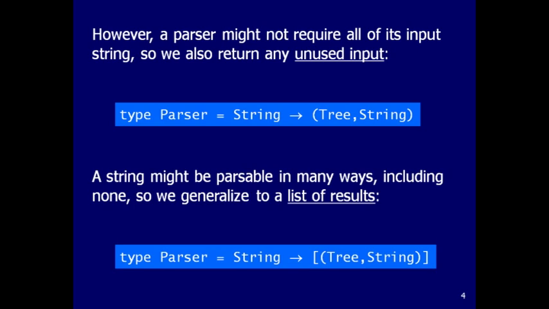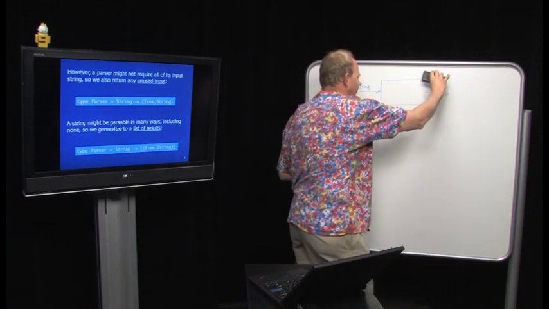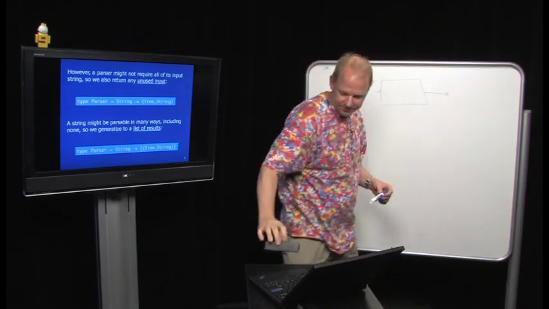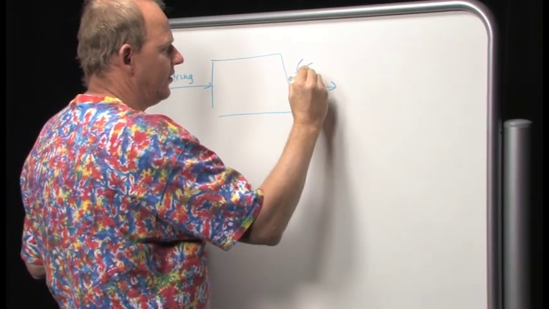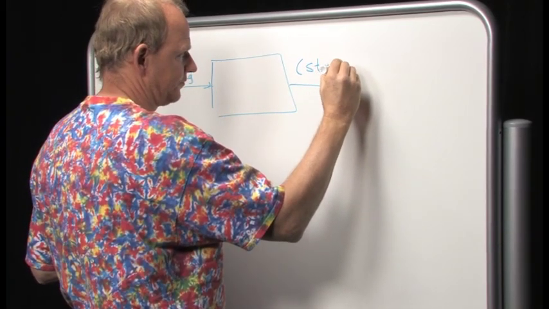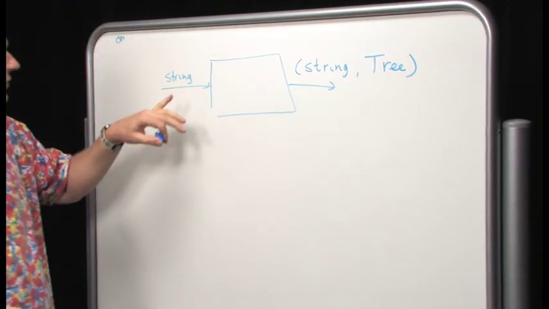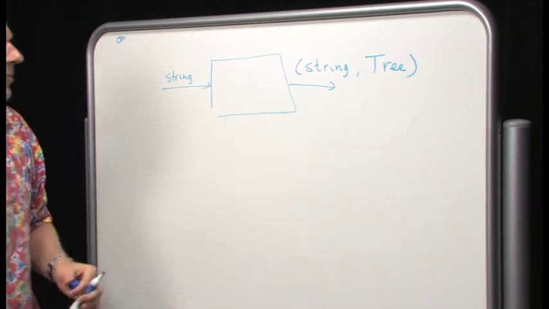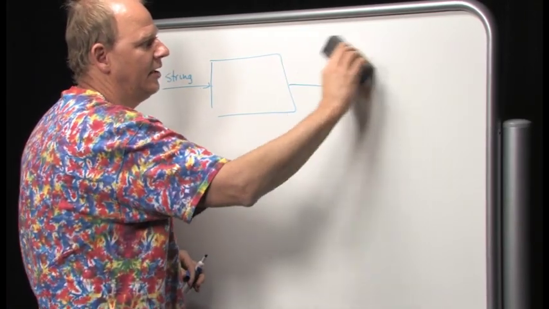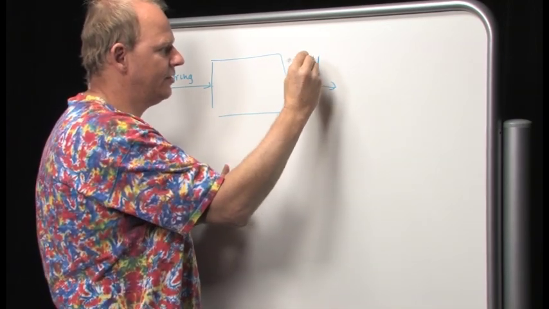Now let's generalize this a little bit more. And I'll modify the definition here. And you already see the answer on the slide. So this takes a string and a tree. And so this is the unconsumed input and the tree that you produce. Let me be consistent here and put the tree first, not to confuse you.